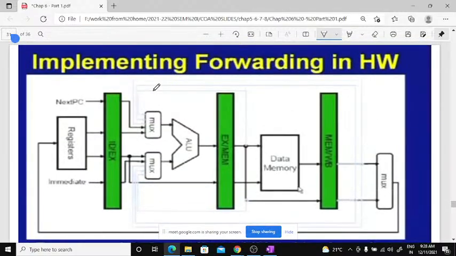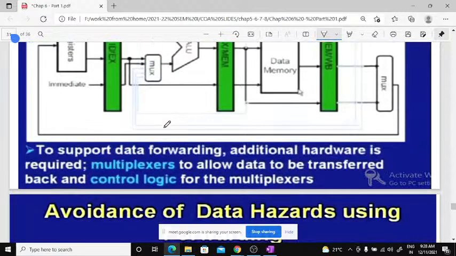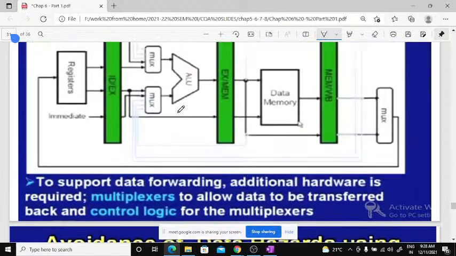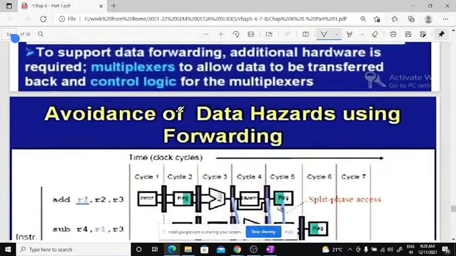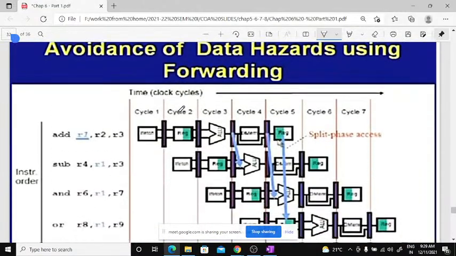We'll see the first one. How can we implement this forwarding technique? Forwarding and bypassing technique. To support data forwarding, additional hardware is required, so that a multiplexer allows the data to be transferred back, along with control logic for the multiplexer. So how can we avoid the data hazard using the forwarding technique? It is very important.